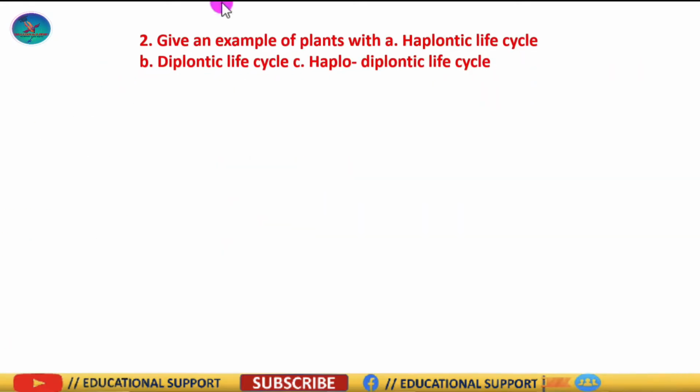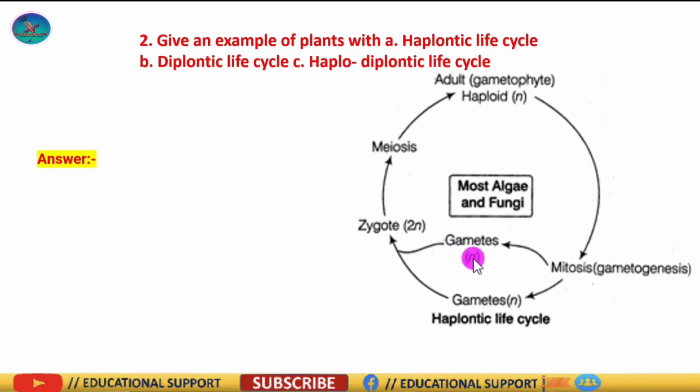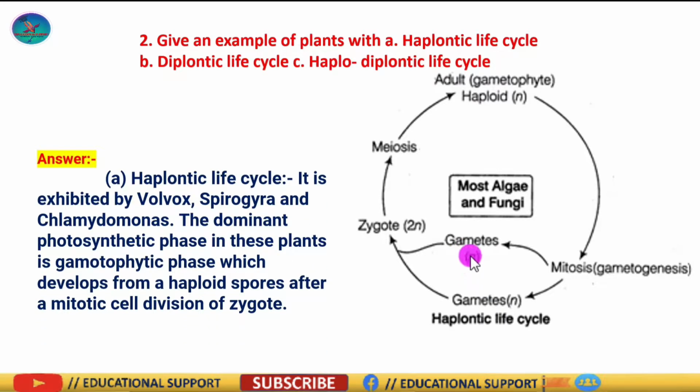Question number 2 is, give an example of plants with a haplontic life cycle, diplontic life cycle and haplodiplontic life cycle. So the haplontic life cycle is found in Volvox, Spirogyra and Chlamydomonas. The dominant phase in these plants is the gametophytic phase, which develops from haploid spores.